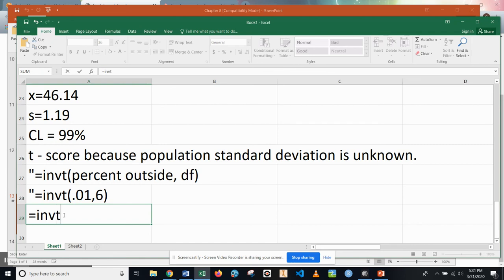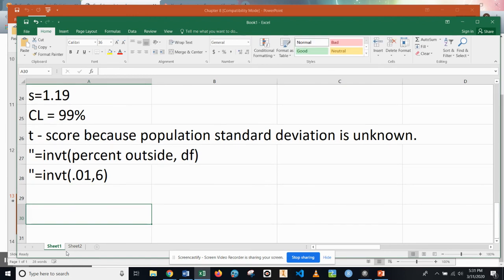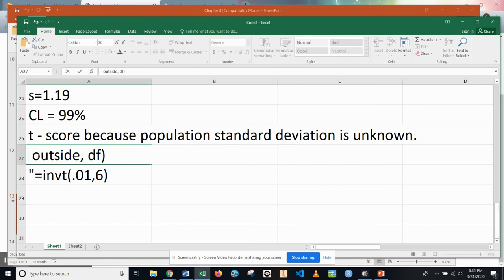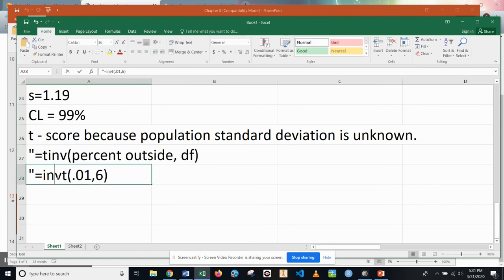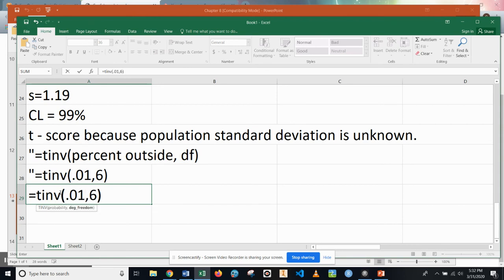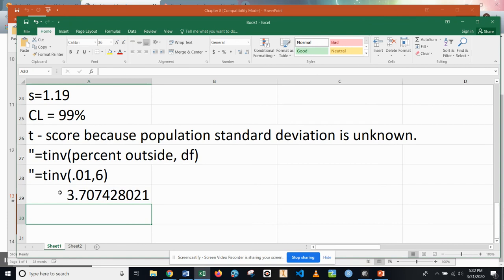I do inverse t, or is it t inverse? It's t inverse. My high school software is inverse t. Oh, shoot. See if we can fix this here. T inverse. Apologize. The rest of it's right. T inverse 0.01, comma 6. And that gives me a t-score.